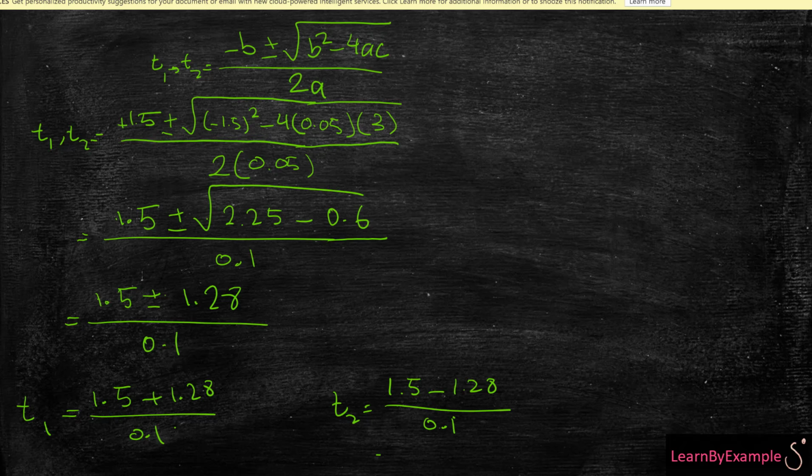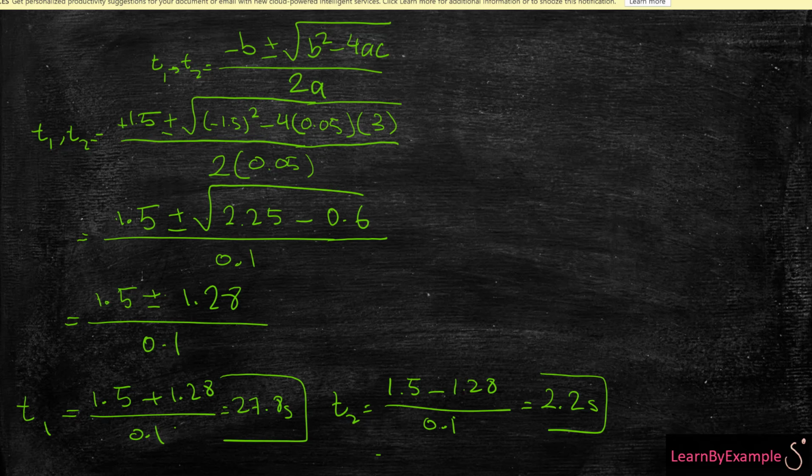Now I'm going to do it for the first one. So 1.5 plus 1.28, 2.78 divided by 0.1. It would give me 27.8 seconds. For my second part, I will have 1.5 minus 1.28, which is 0.22, divided by 0.1. It will give me 2.2 seconds. Now I have two times that are both positive that I can actually look at. So there are two different times that Tom can travel that 3 meters.